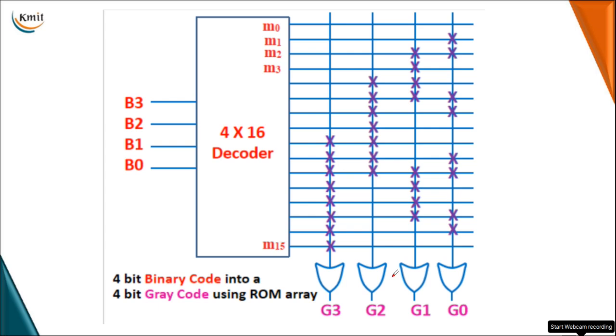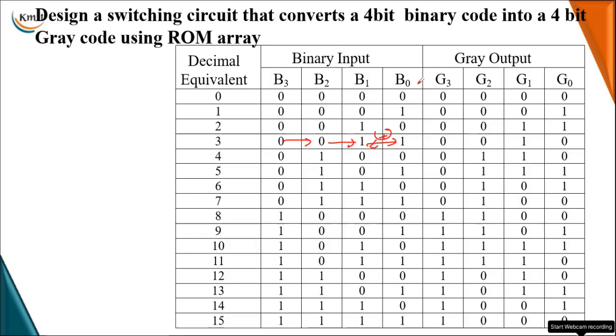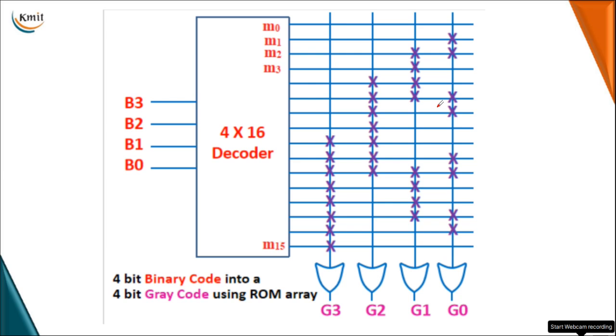So these AND gates are fixed, whereas OR gates are programmable. Hence here, M0 has G3 as 0, G2 as 0, G1 as 0 and G0 as 0. So hence no cross mark is there on your intersection. For M1, the equivalent gray code of 0001 is 0001. So hence G0 is 1. The 0010 equivalent code is 0011. Hence, wherever the 1 is there on your output terminals, we cross that on the vertical line of your OR gate, so the OR gate inputs are programmed. So this cross mark indicates logical one.